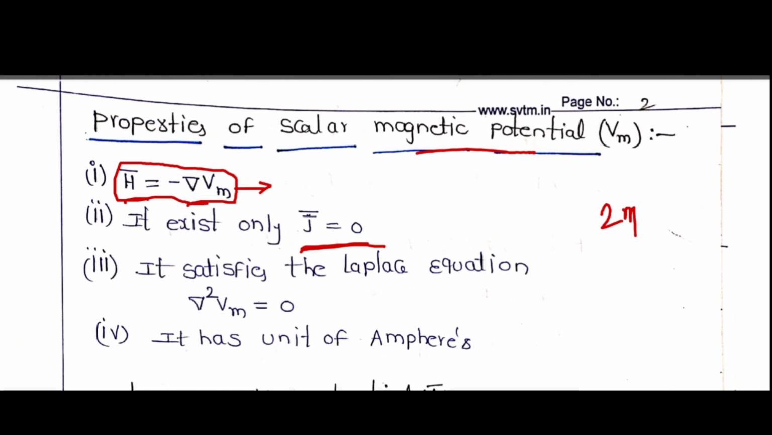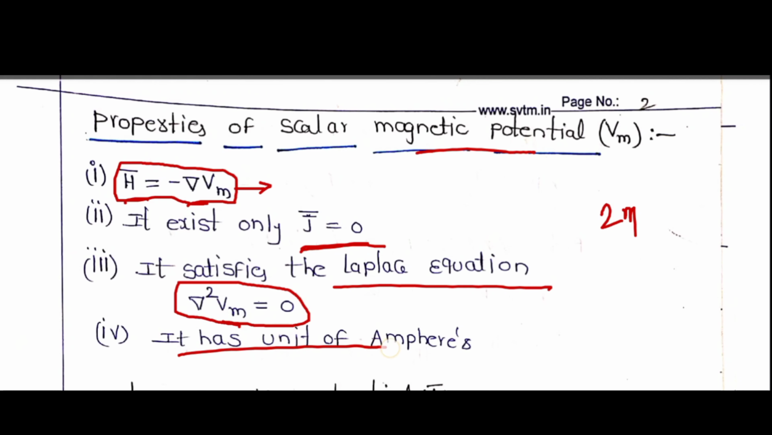Next, it satisfies the Laplace's equation, del square Vm equal to 0. It has unit of ampere. These are the properties we already discussed, mentioned point wise. That is about properties of scalar magnetic potential. Next we go for vector magnetic potential in the next class.